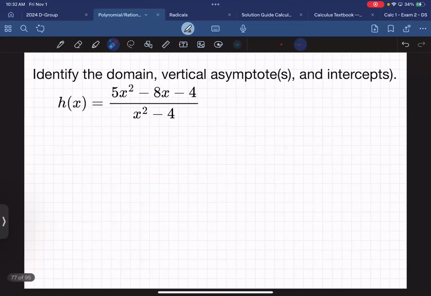All right. So here's the next one. Hopefully you see it's a very similar setup, but there's going to be something a little bit different about this one. Okay.